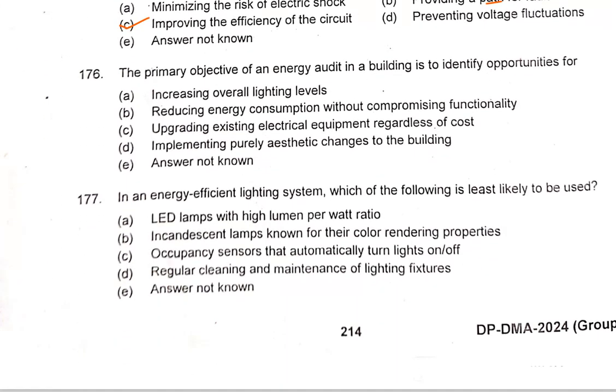The primary objective of an energy audit in a building is to identify opportunities for reducing energy consumption without compromising functionality. In an energy efficient lighting system, which of the following is least likely to be used? Actually, here the answer is incandescent lamps, known for their color rendering properties.